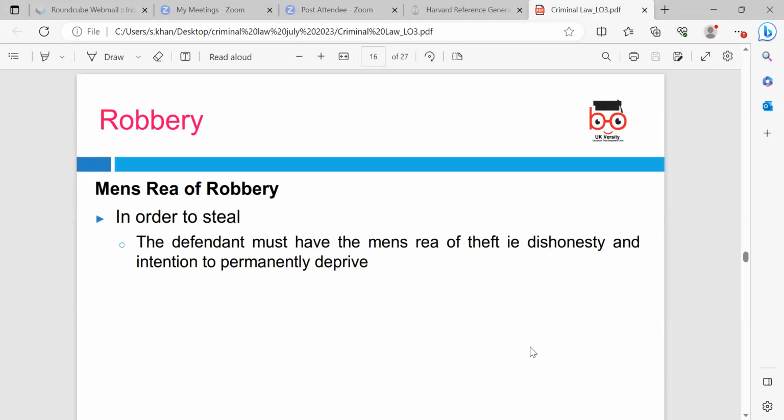Mens rea of robbery. In order to steal, the defendant must have the mens rea of theft: dishonesty, and intention to permanently deprive.